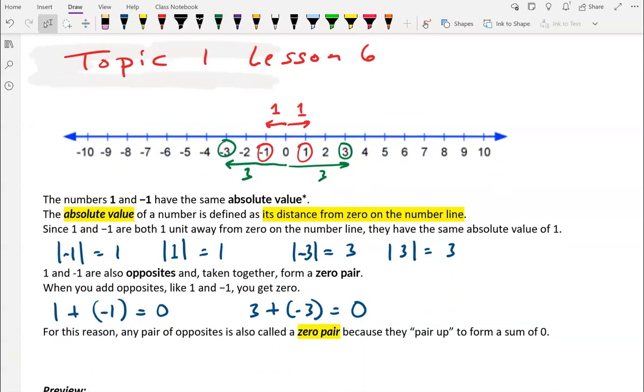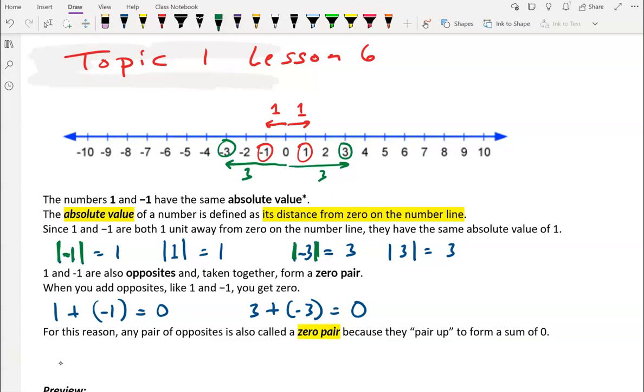So when we talk about absolute value, we put these absolute value bars around a number. So this says the absolute value of -1 equals 1. The absolute value of 1 equals 1. The absolute value, with the bars there, of -3 equals 3. The absolute value of +3 equals 3.